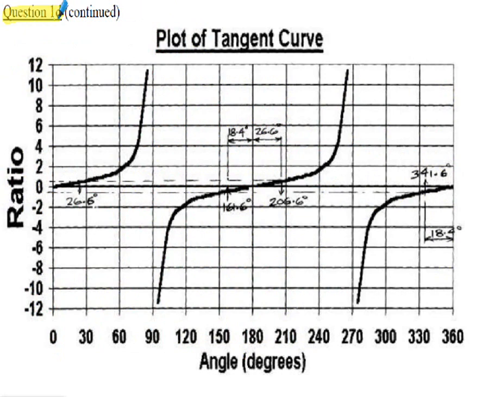Question 1D continued here, just showing you the plot of the tangent curve and the ratios we've got and how the solutions occur here. I'll let you look at this and try and follow this in relation to the previous ASTC diagram.